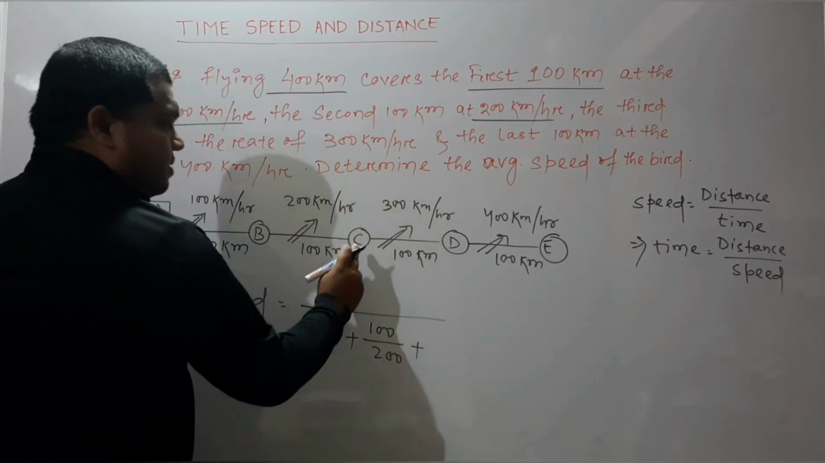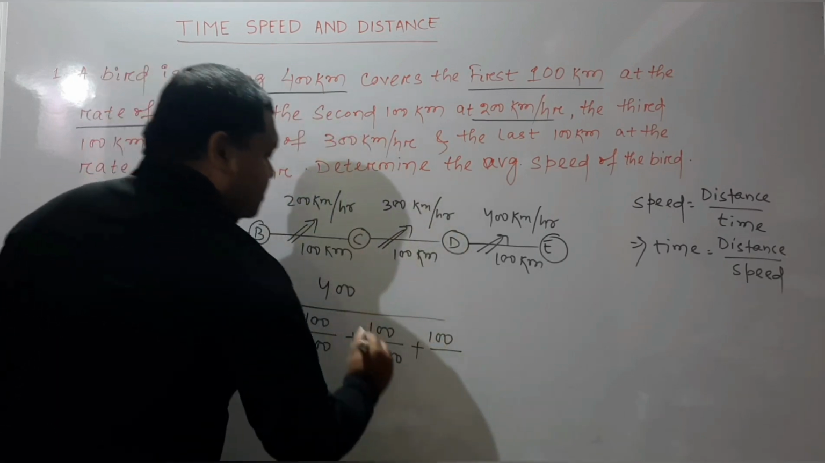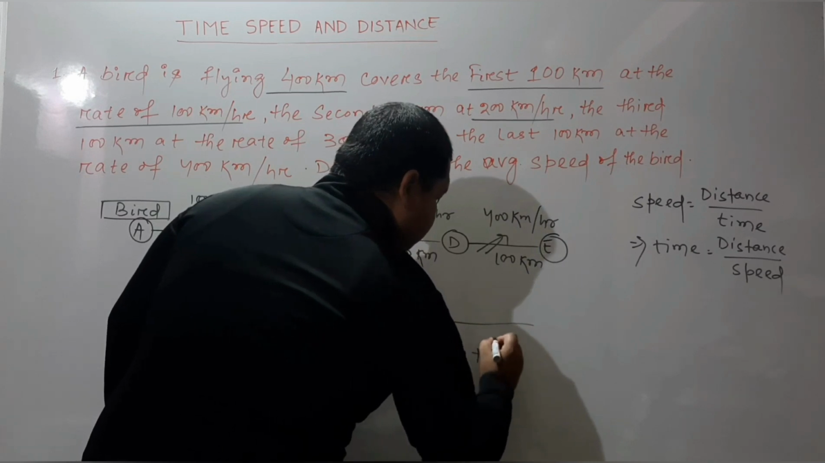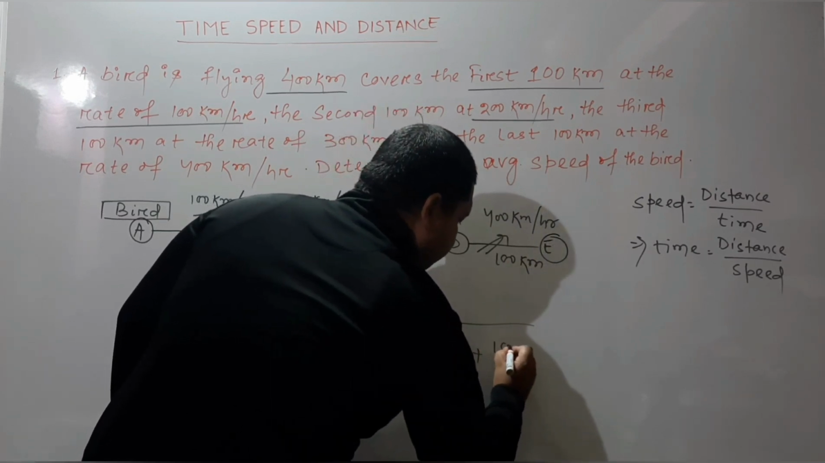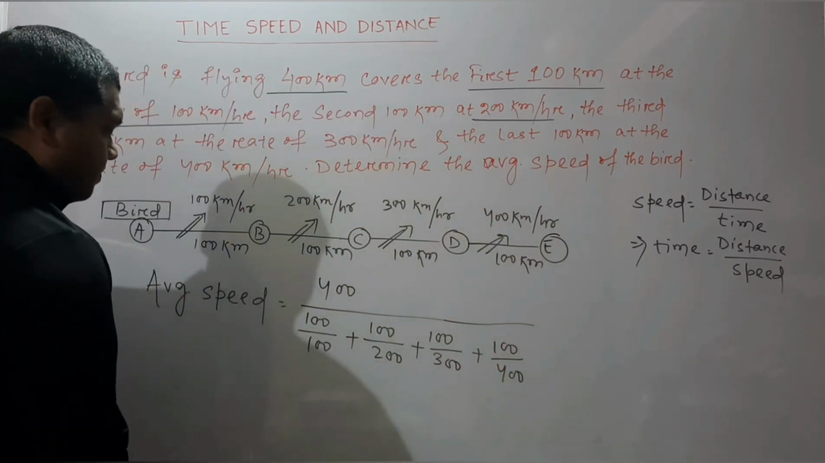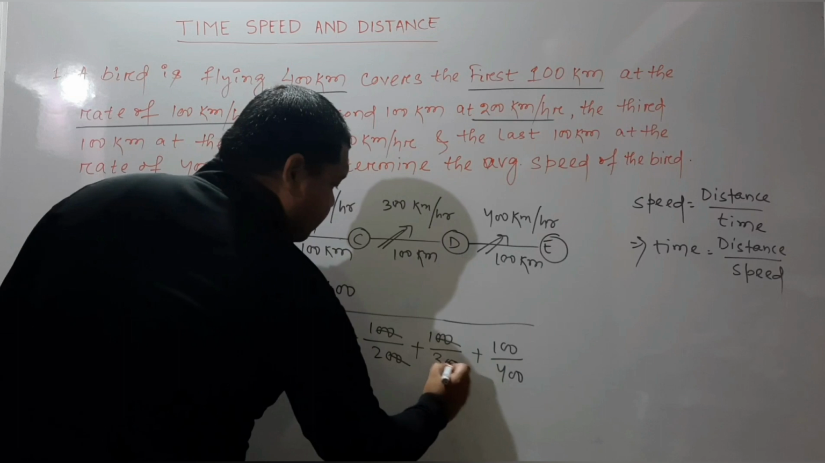Plus from C to D, the distance is directly given and your speed is 300, plus this one is 100 divided by 400. Just solve this. The zeros get cancelled, here the zeros get cancelled.